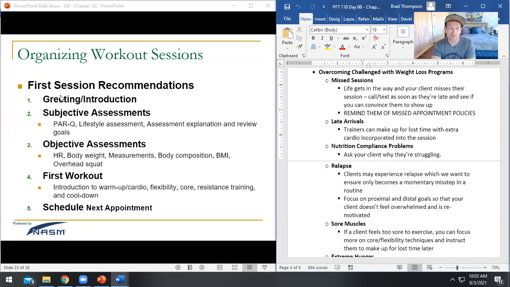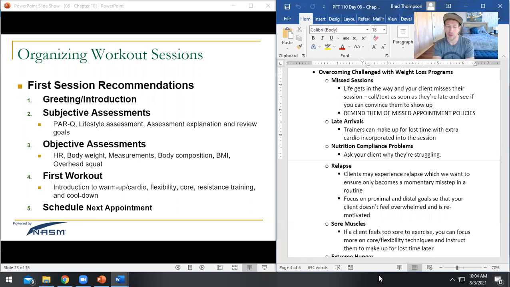But, right? We've also got subjective assessments. Take your client through their subjective stuff. Make sure you do the PAR-Q, make sure you do the lifestyle assessment, medical history questionnaire, talk about their goals. Be like, what brought you into the gym today, right? We're trying to figure that out in the beginning. This is something that should take maybe 10 minutes at the most.